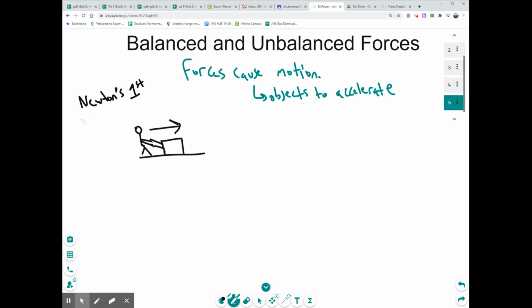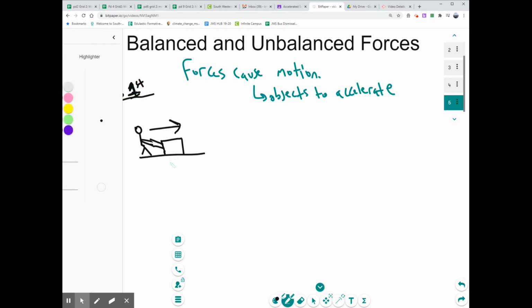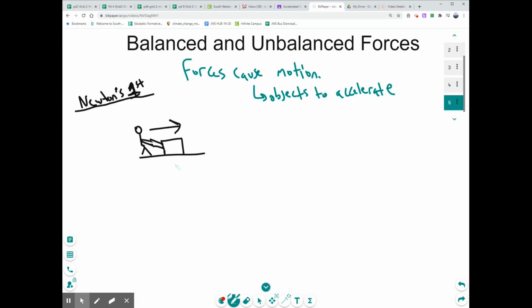So Newton's first law is also called Newton's law of inertia, right? So there is an amount of force that is required to move this box, and it's based on the weight of the box. The weight of the box and the friction between the box and the ground will cause the box to essentially resist motion until there's a certain amount of force. But once you put some force on the box, it's going to start accelerating, right?